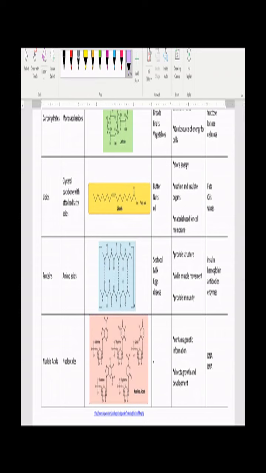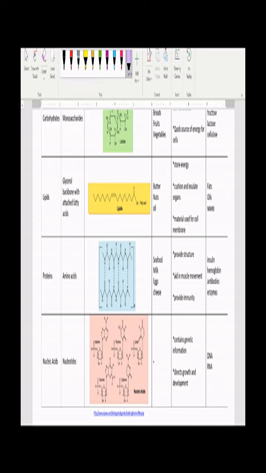Proteins in our bodies help provide structure, help us with muscle movement, and give us good, general immunity for overall health. Some examples of proteins are insulin, hemoglobin in our blood, antibodies to help us fight off infections, and also enzymes that help speed up, or catalyze, different biochemical reactions within our body.